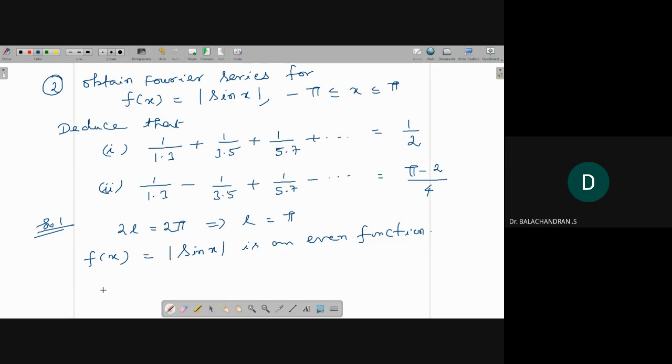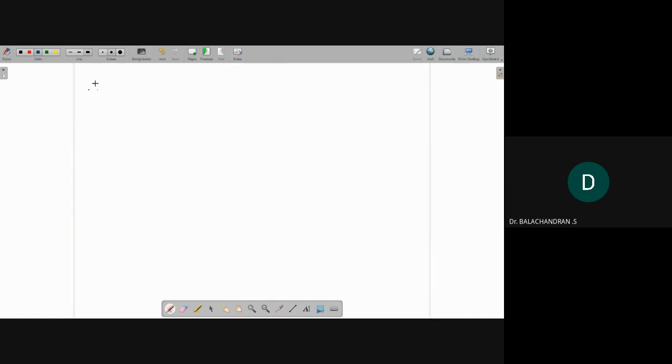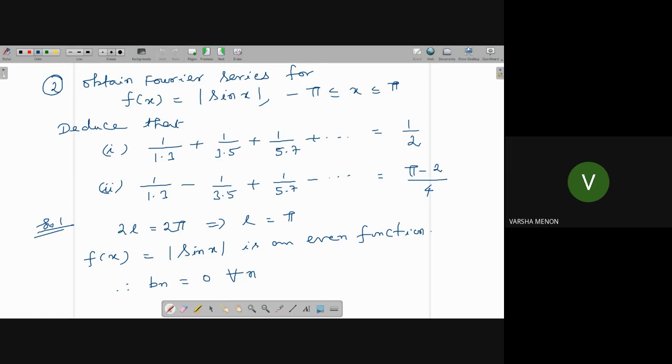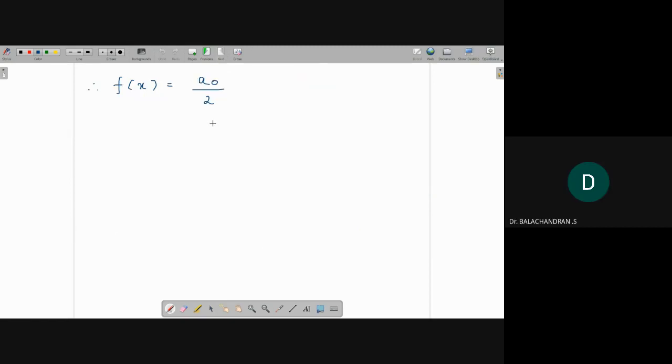So therefore, bn is what? bn equal to 0 for every n, because for an even function, bn is 0. So what is the Fourier series representation of f of x? It is a naught by 2 plus summation n equal to 1 to infinity a n into cos n pi x by L. L is pi. So we need to find a naught and a n.